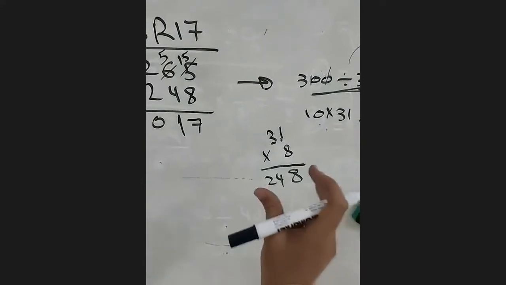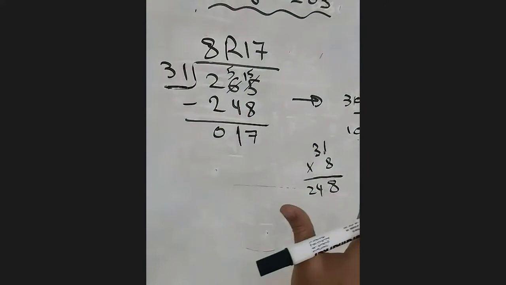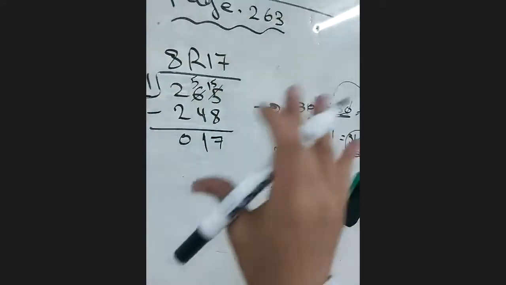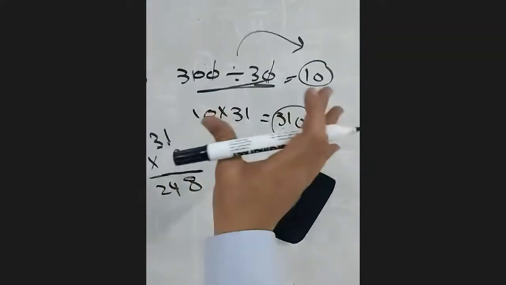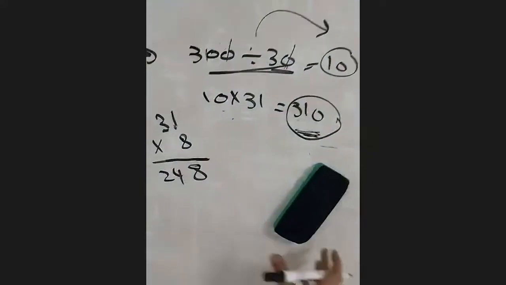Here, guys, sometimes you need to guess the number and check it. If it's correct, take it. If it's not, do not take it, and check another number. But how do we guess the first number? By making the estimation and guessing a number around the answer, near to the answer.